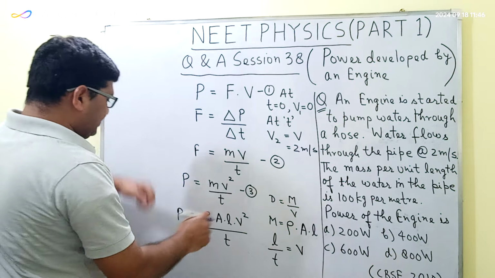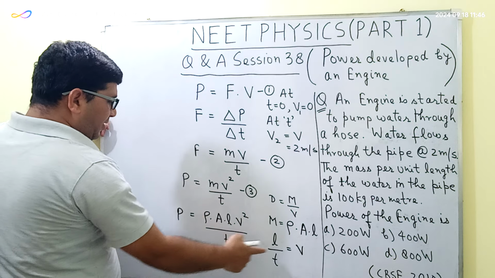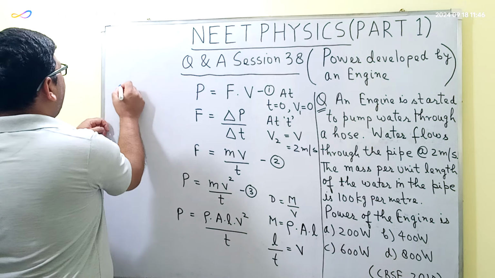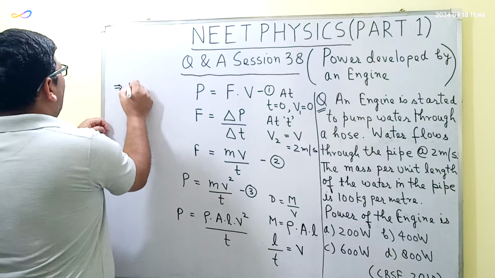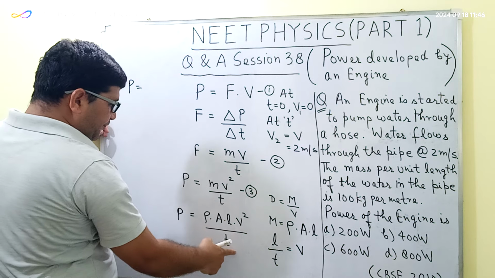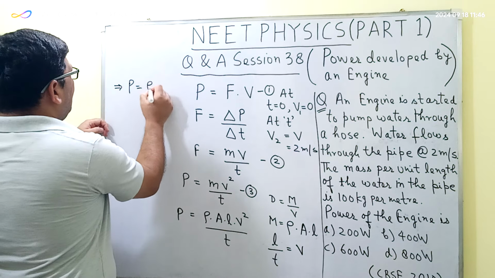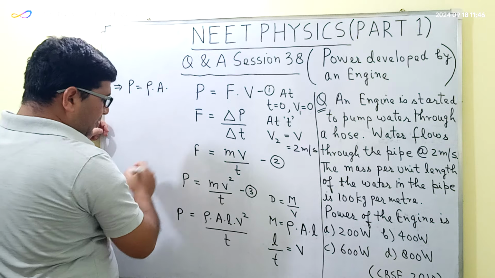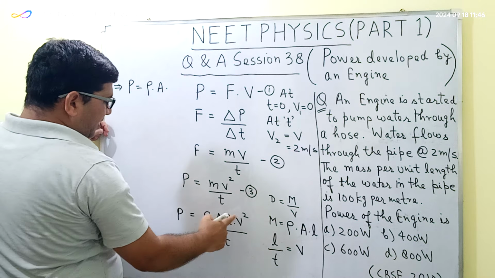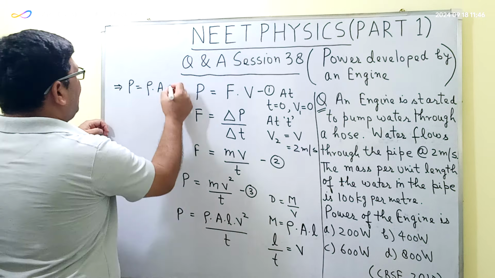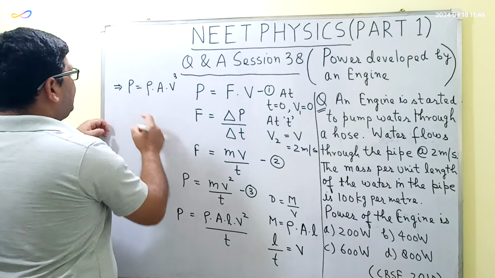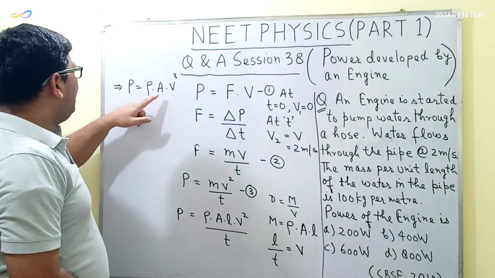So I will be writing this value L upon T as V, and finally I will be getting another equation that P is equal to rho A into L upon T is equal to V, and this is V square, so this will be equal to V cube. So this is another equation which I have got.